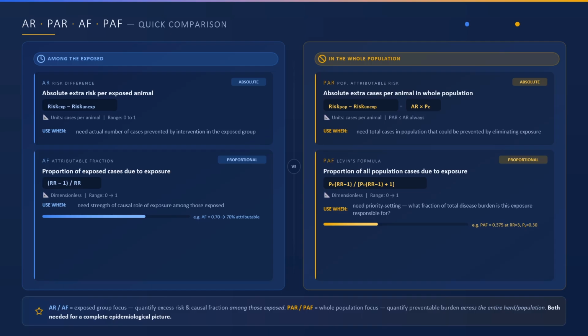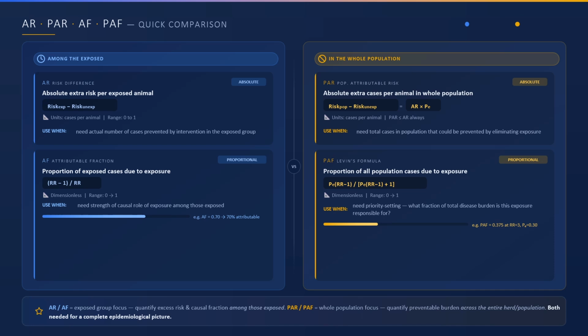Attributable risk, absolute, exposed group: risk in the exposed minus risk in unexposed, in cases per animal. Use it when you need the actual number of cases prevented in the exposed group. Population attributable risk, same units but scaled by exposure prevalence. AR times PE, always less than or equal to AR. Attributable fraction, proportional, exposed group: RR minus 1 over RR. Use it when the question is about the strength of the causal role among those already exposed. Population attributable fraction, proportional, whole population.